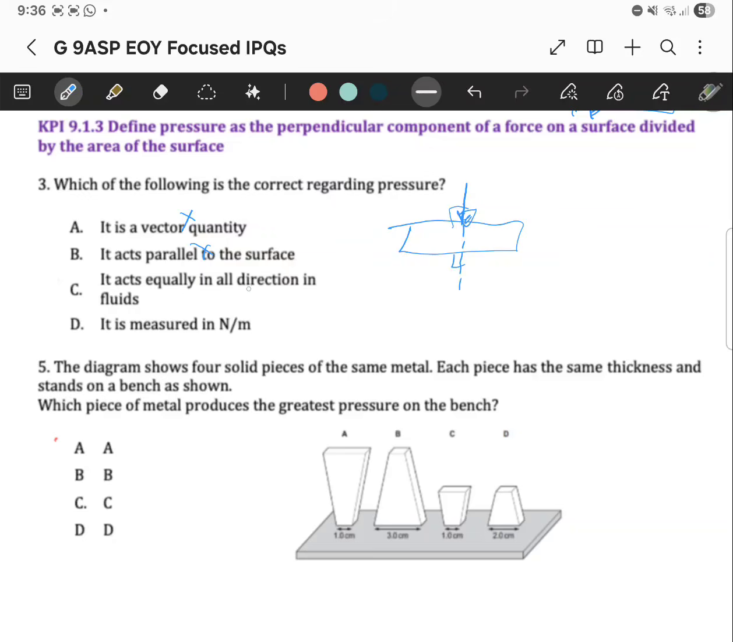That's wrong. Equal in all directions in fluids? Yes, if I had like a bubble or if I had some water, it will apply in all directions. And that's why bubbles are round, by the way. Fun fact. Measured in newtons per meter? Pressure is F over A, so that would be newtons per area, meter squared. So that's wrong as well. So the best answer is C.